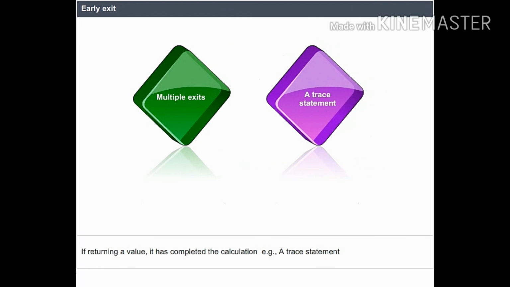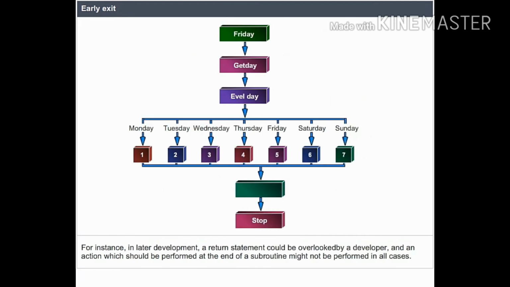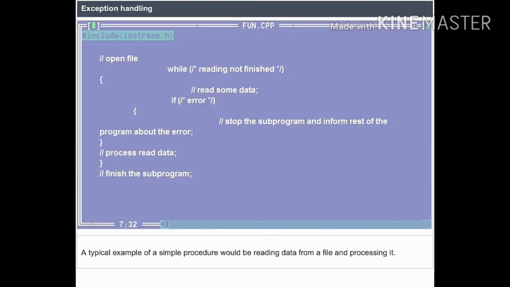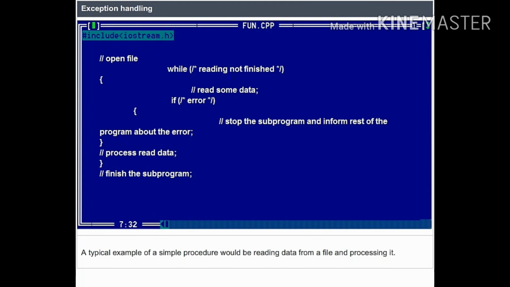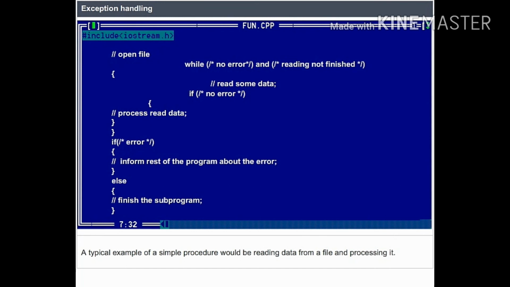Example, a trace statement. For instance, in later development, a return statement could be overlooked by a developer, and an action which should have been performed at the end of a subroutine might not be performed in all cases. Exception handling. A typical example of a simple procedure would be reading data from a file and processing it.